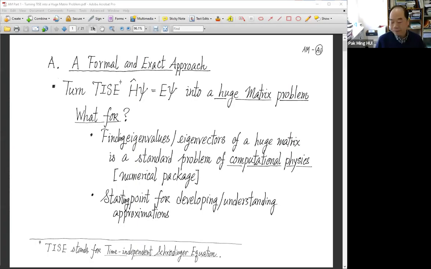So let me share the screen. You see a page? I think so. Okay.